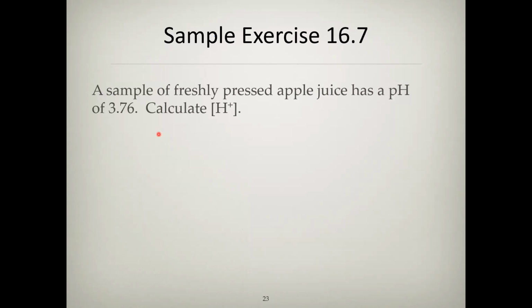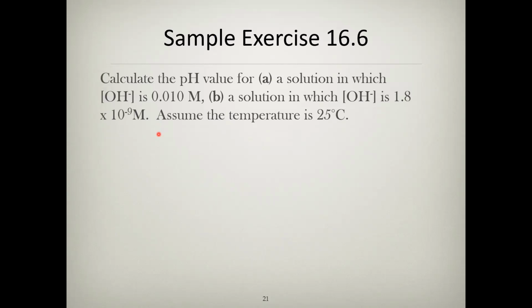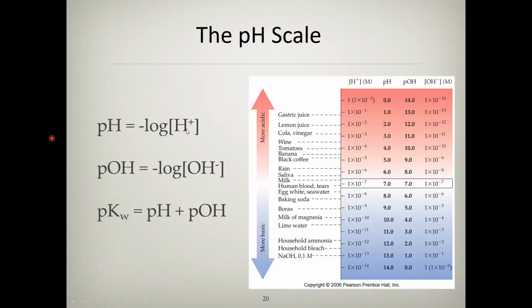But with the next one, see if you can use the previous equations to figure out if we have a pH of 3.76, what the concentration of that hydrogen ion would be. And with this, we'll have to kind of rearrange this equation a little bit because now we have the pH, so we're solving for the hydrogen ion concentration there. So we'll have to divide each side by -1, and then take the antilog of each side.